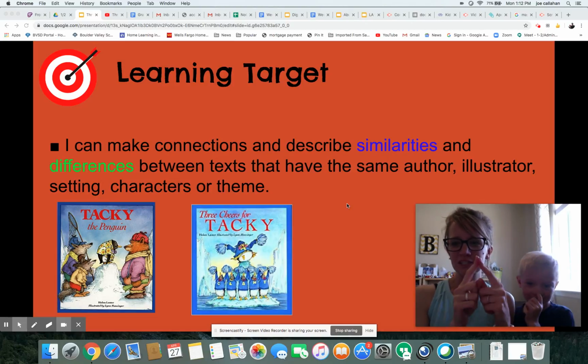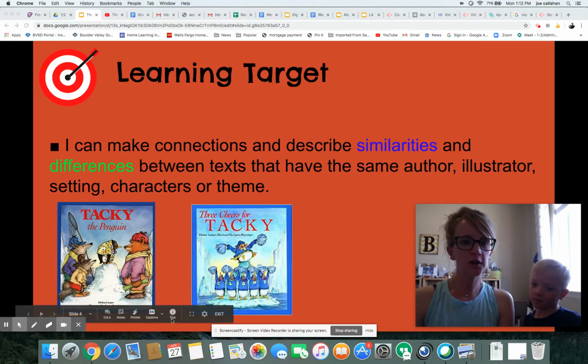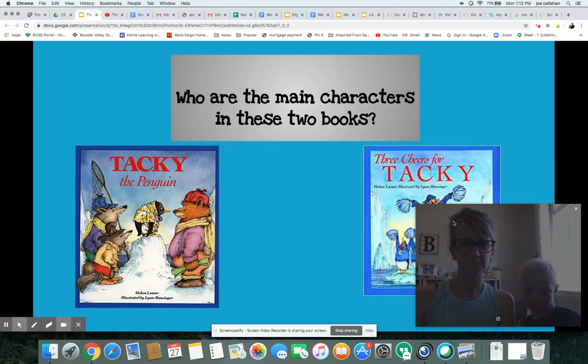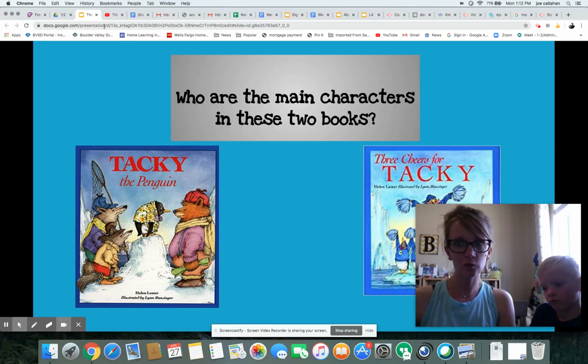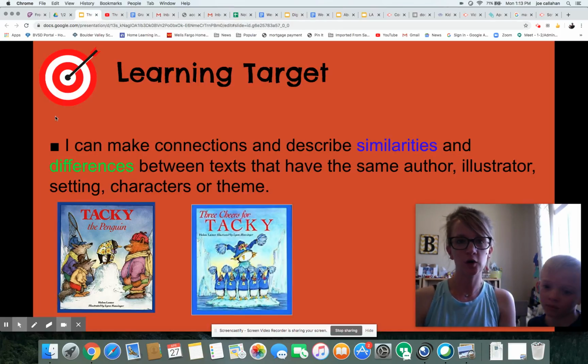So we're going to look at the similarities and differences between two familiar texts. You've already read Tacky the Penguin, and we are now going to read 3 Cheers for Tacky. Okay, so let's go ahead and get started. I don't have the book here with me at home, so thank goodness I found a great reader who was willing to help us out.